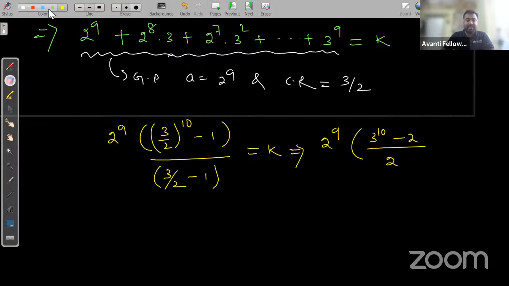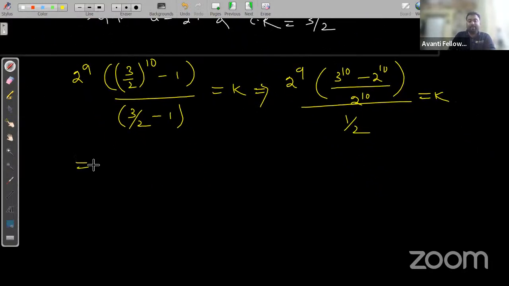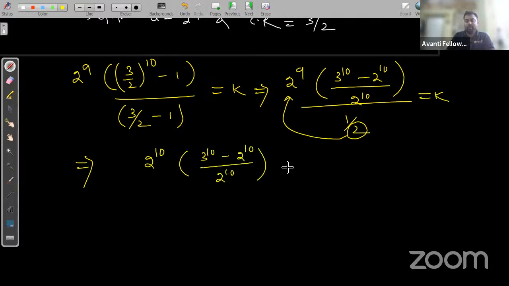After taking the LCM, here I am getting 2 raised to 10 upon 1 upon 2, which is given as k, right? So now simplify it. What am I getting? This 2 raised to 9 and this 2 comes to this place and becomes the numerator. In the numerator it becomes 2 raised to 10 into 3 raised to 10 minus 2 raised to 10 upon 2 raised to 10 is equal to k.